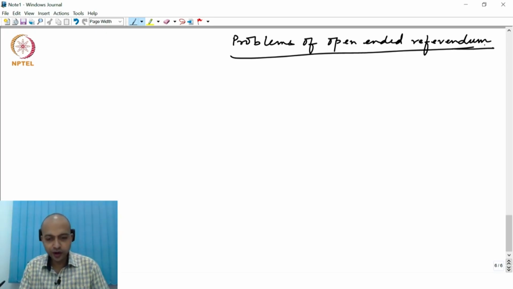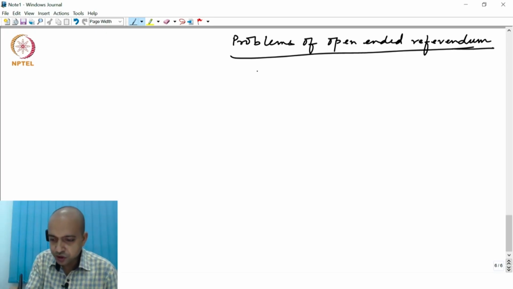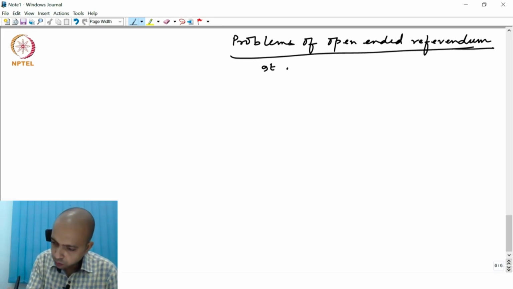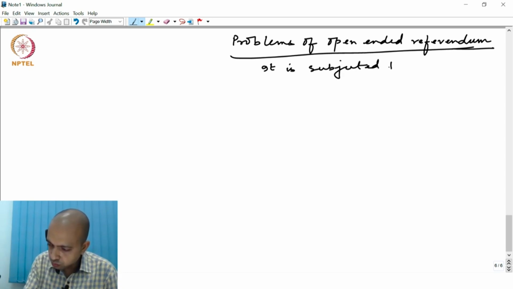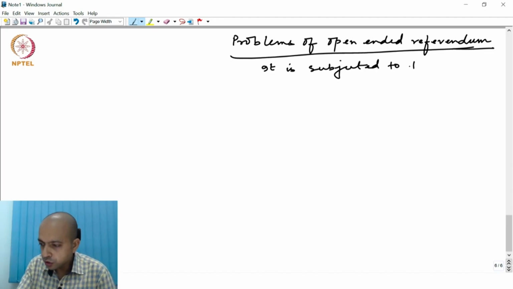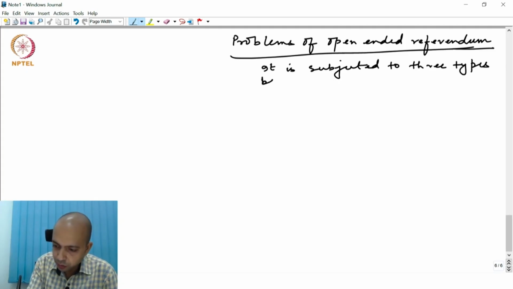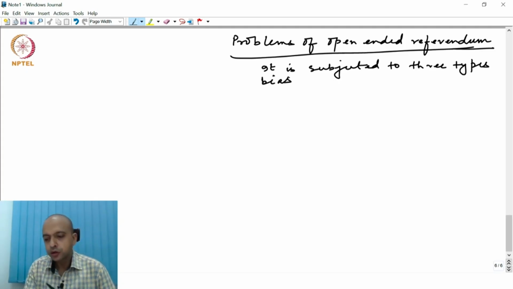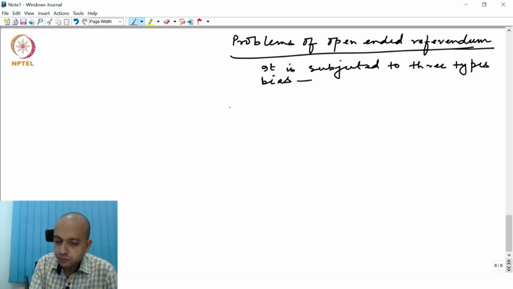Now open-ended referendum is subjected to three types of bias. What are those? Number one is hypothetical bias.